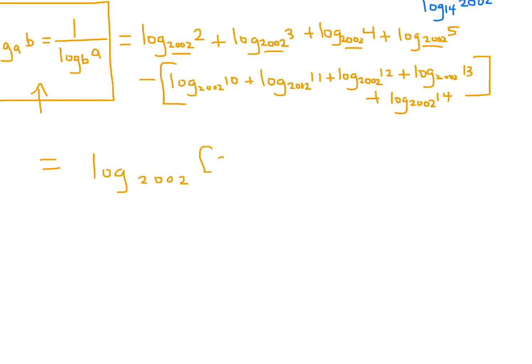So it would be 2 times 3 times 4 times 5. That's another property. Okay? And similarly, it would be the exact same for the logs in the brackets. The base is all the same, so you can multiply the numbers. So it would be 10 times 11 times 12 times 13 times 14.